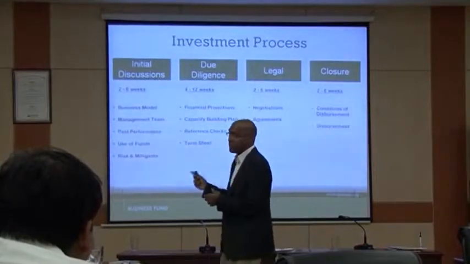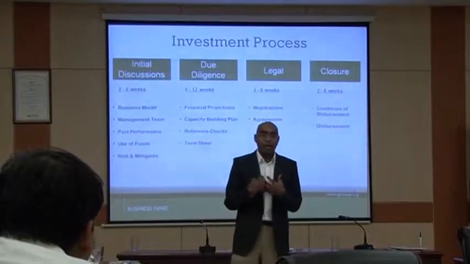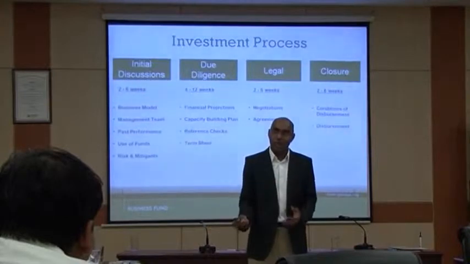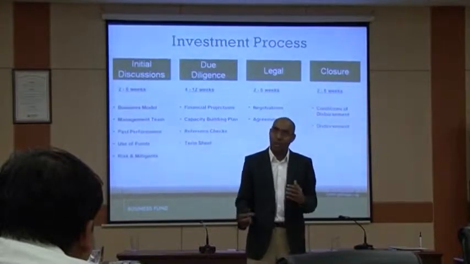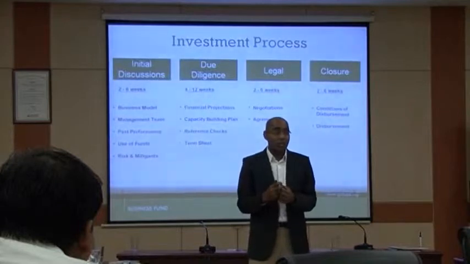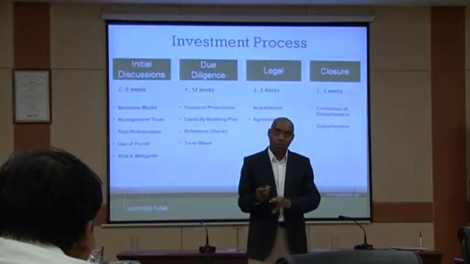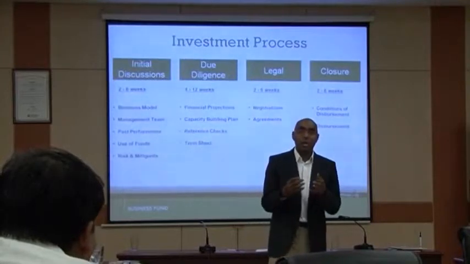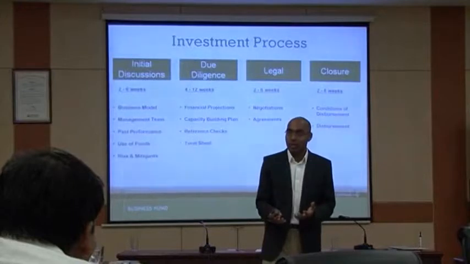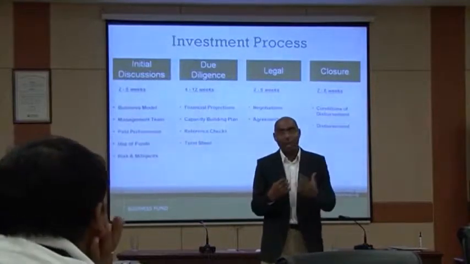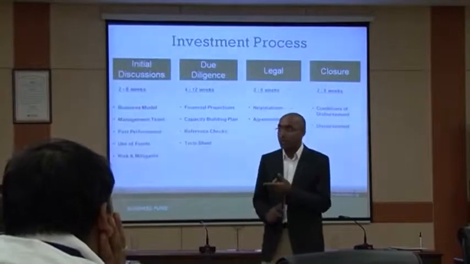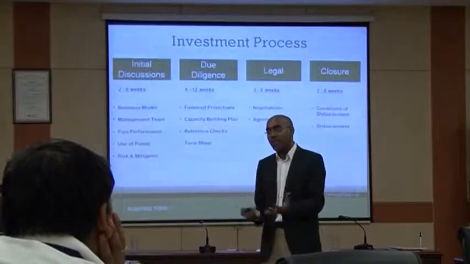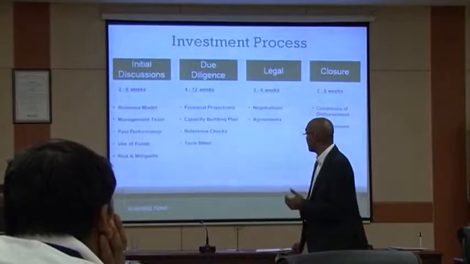The key piece out here is again risk and mitigants. The way we think in GBF is all companies have risk. The idea is, how do we understand those risks and put together a mitigants plan? In most cases, we decide not to invest in a company not because the risks are too high, but because we could not come to an understanding on these risks. If we can come to an understanding and put together a plan on how to mitigate them, using technical assistance, using different tools that we have, that's the objective of this exercise. How do we understand the risk and put together a plan to mitigate them?